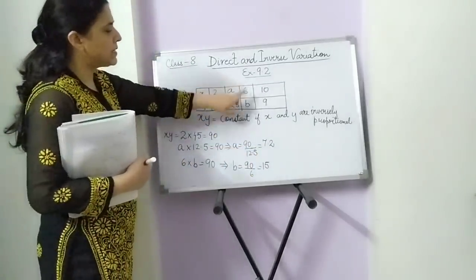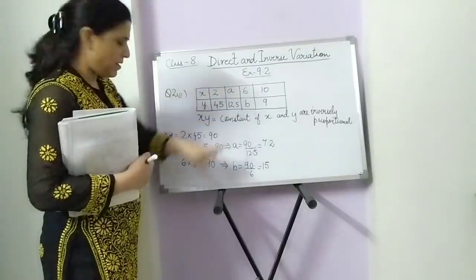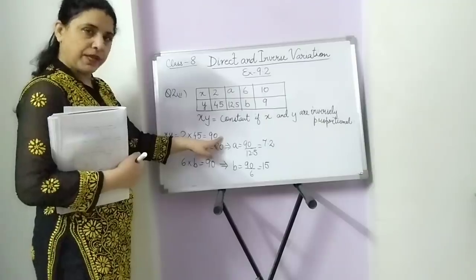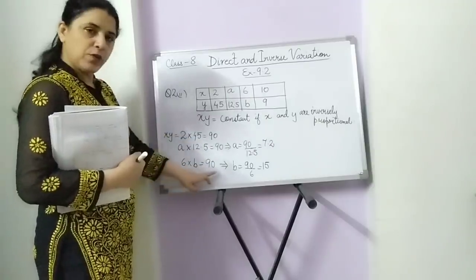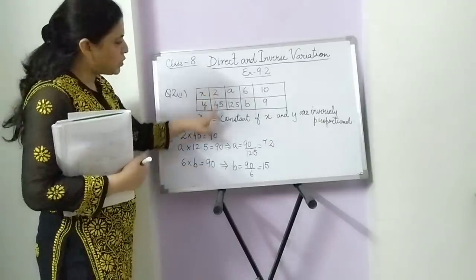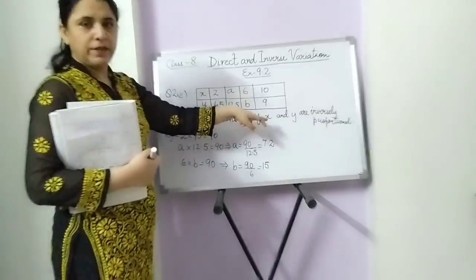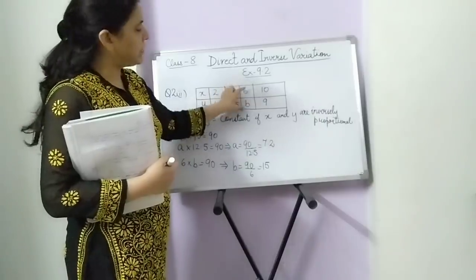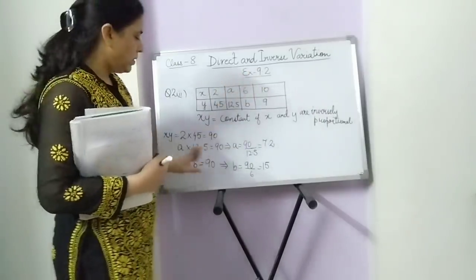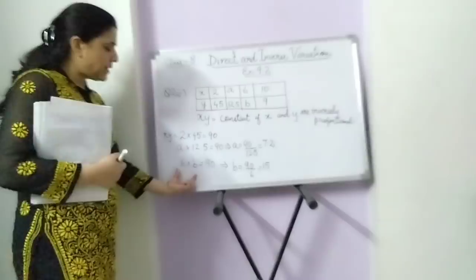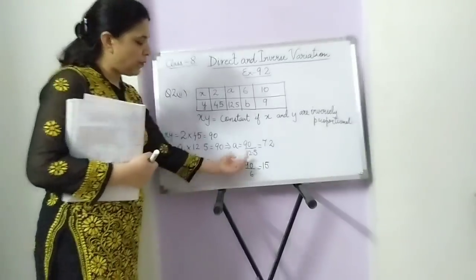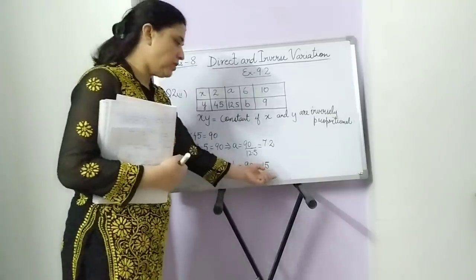Similarly, now 6 and B. 6 multiplied by B will be a constant, and the constant is 90. Okay? So 6 into B is equal to 90. The product of these two will always be 90, whether you multiply 2 into 45, A into 12.5, 6 into B or 10 into 9. Their product will be 90. So 6B is equal to 90. 6 into 15 is 90. So B will be equal to 90 divided by 6, which is 15.